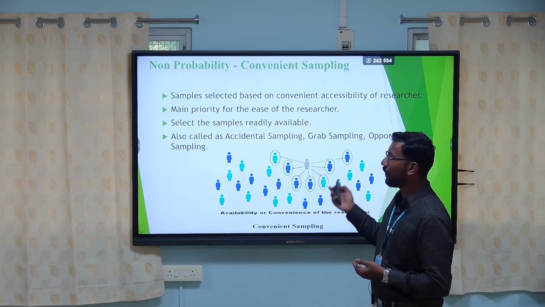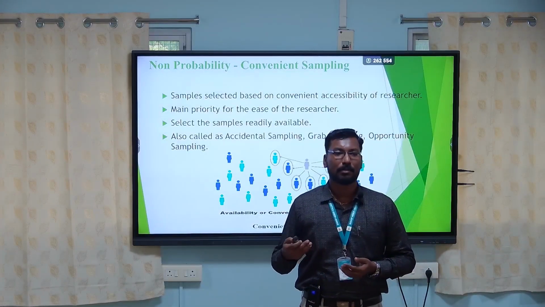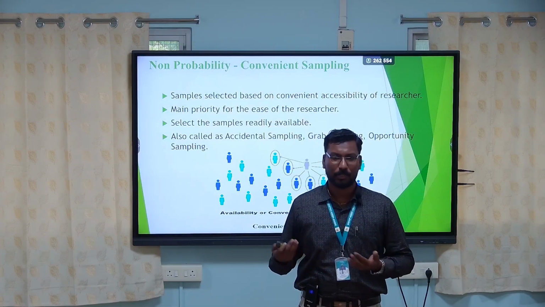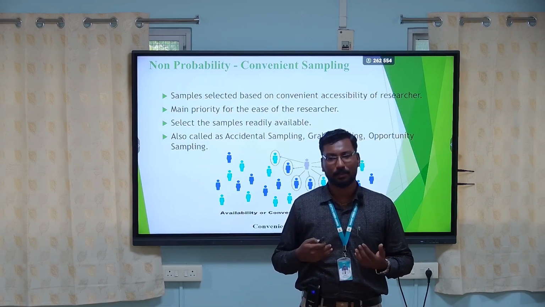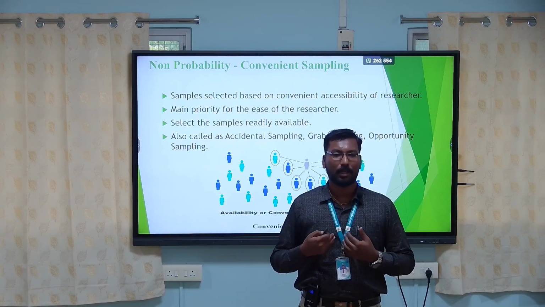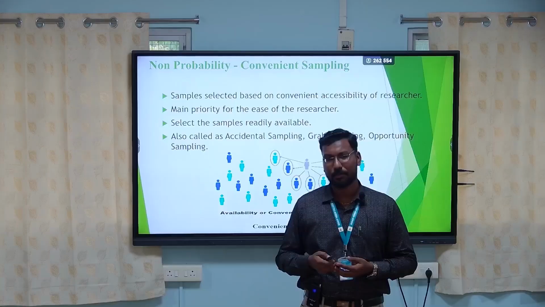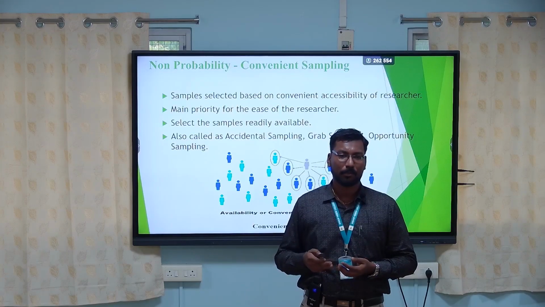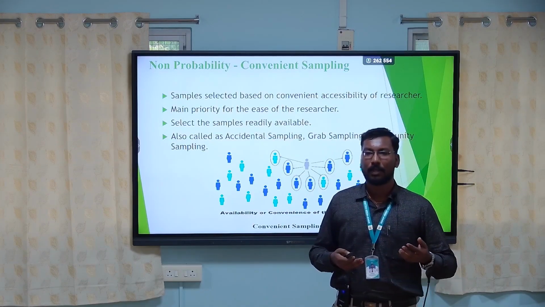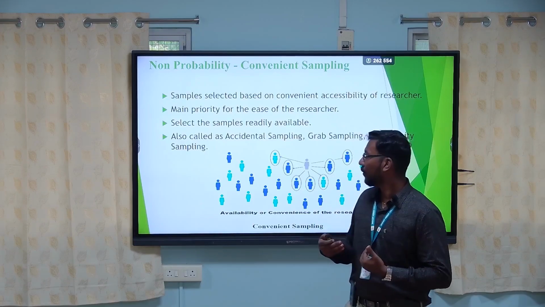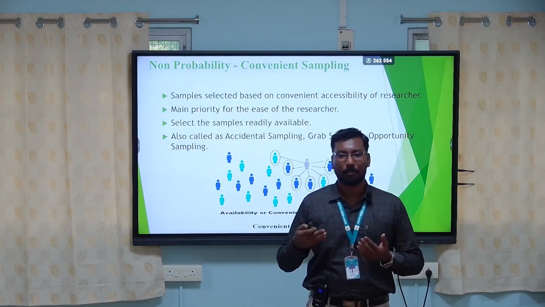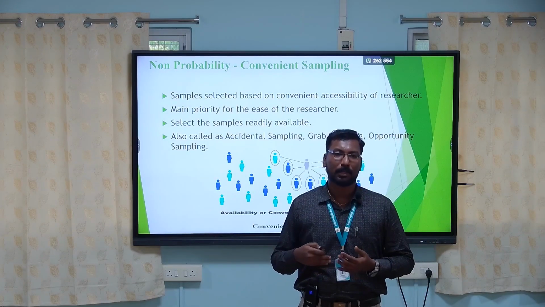In that, the first technique is convenience sampling. This is also the simplest method of sampling when we are going for non-probability sampling. Convenience means as per the convenience of the researcher. Say for example, I am a researcher, I am going to take a market study of persons who are using FMCG products. In that case, I am going to go to the market area and wait for the respondents, the persons who are coming to the market on that day, by accident.